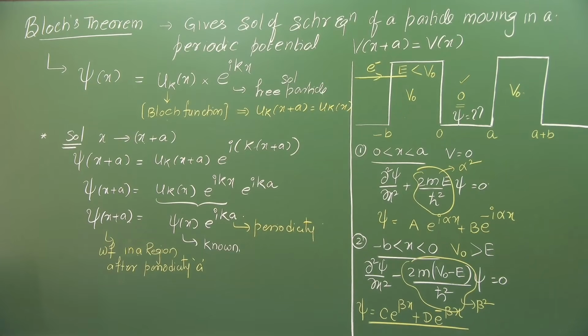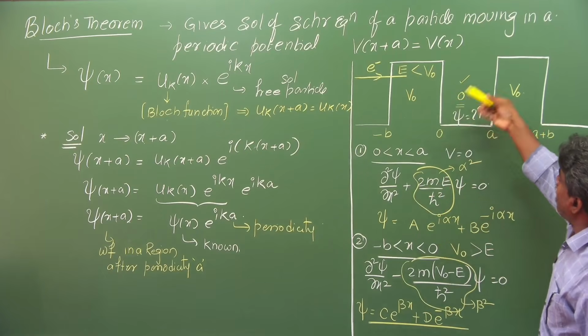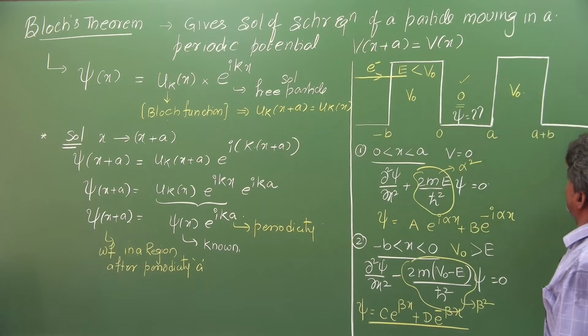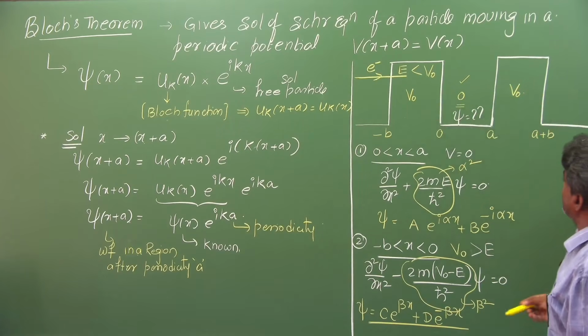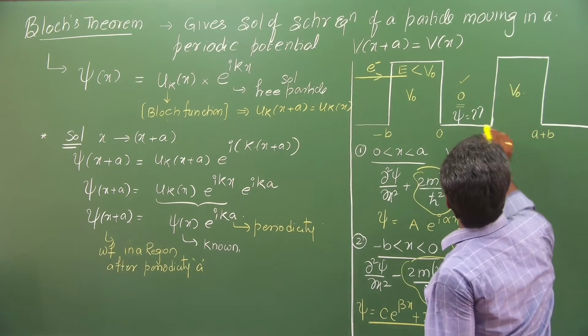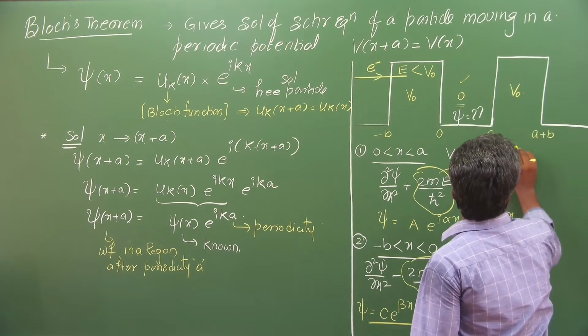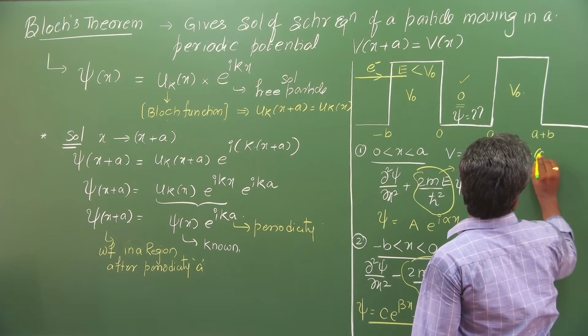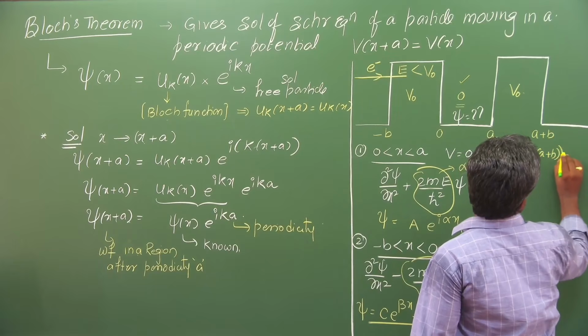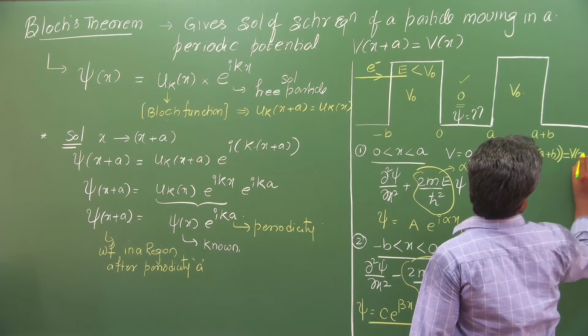Come on. This is just showing us the equation solution for the given potential barrier, or the given periodic potential. And one more thing, our periodic potential, what is this? V of x plus (a plus b) equals V of x.